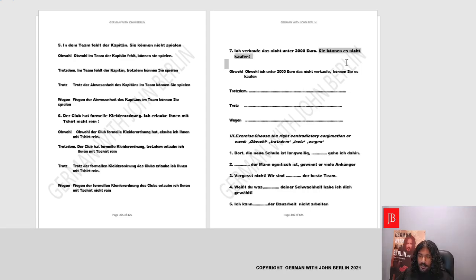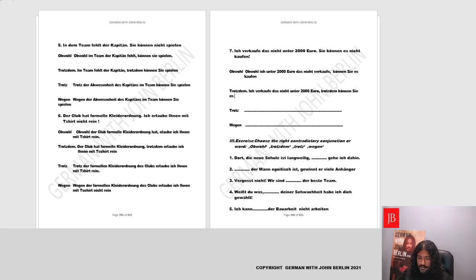Widersprechen wir die Folge. We'll be contradicting the consequence. We could say, I do not sell that below 2000 Euro. Nonetheless, you can buy it. Yes? So, schreiben wir hier, ich verkaufe das nicht unter 2000 Euro, trotzdem können Sie es kaufen? Yes? So it's just like a Hauptsatz.